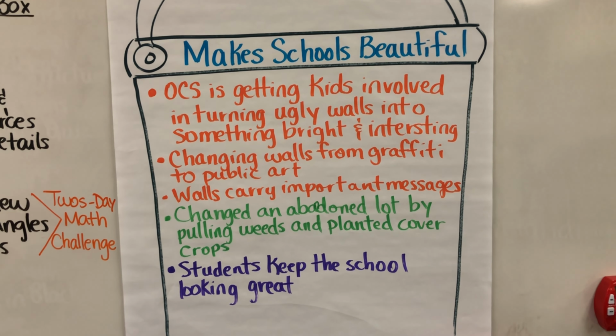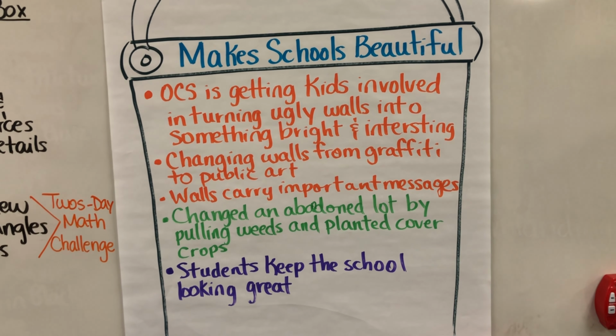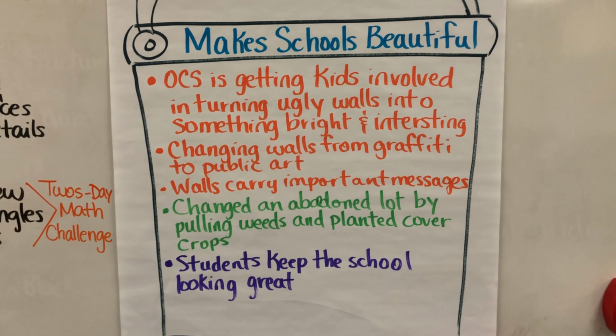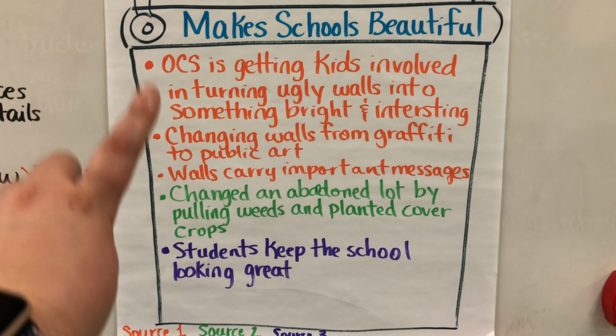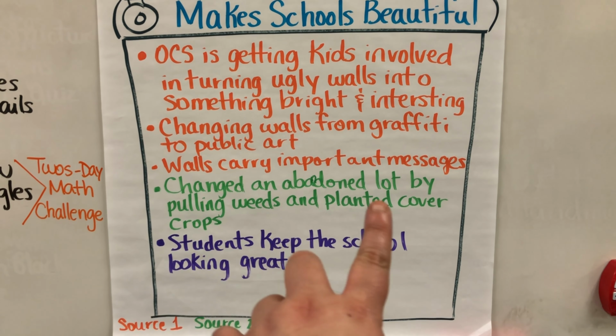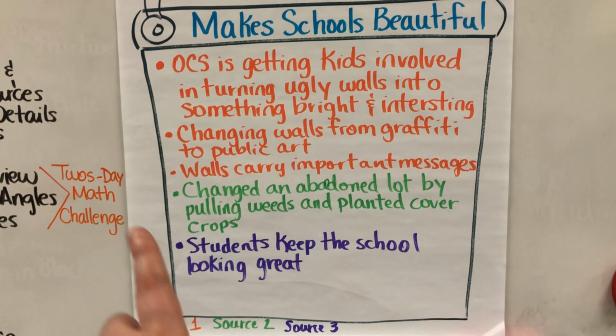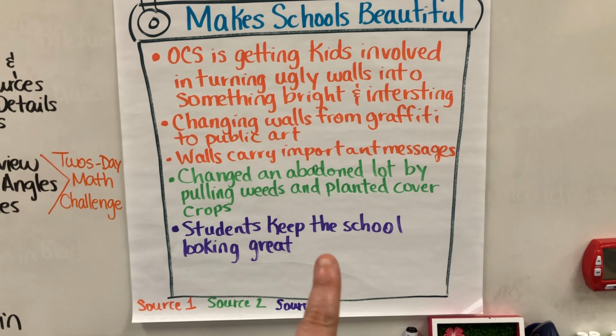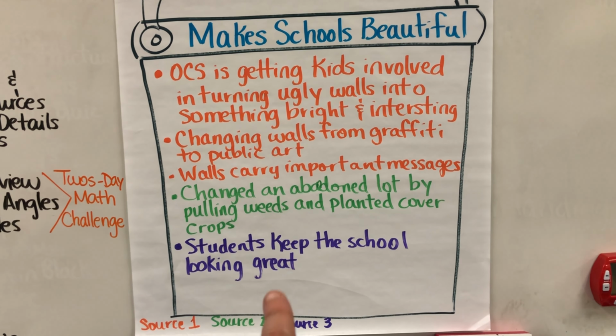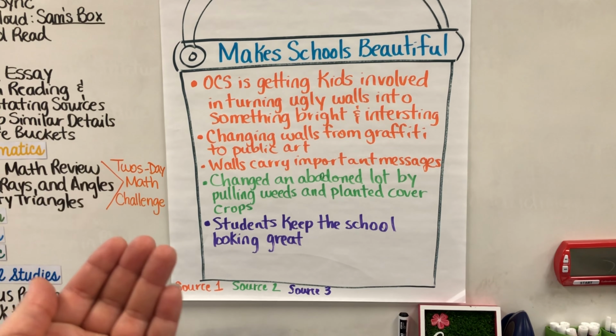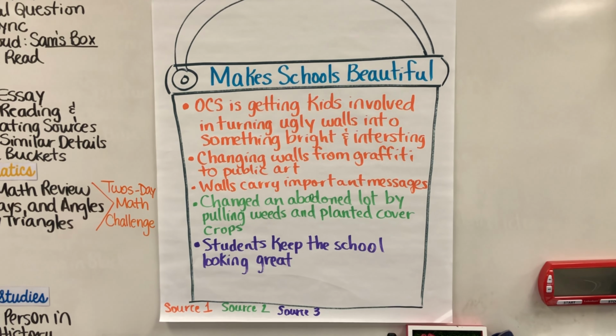So we're working on that topic first before we go into the opposing topic, in case there's students that chose that one. And then we looked in source 2, and this was the evidence that supported this from that source, and this was the evidence that supported this from source 3. So now we are ready to take this bucket and turn it into a paragraph.